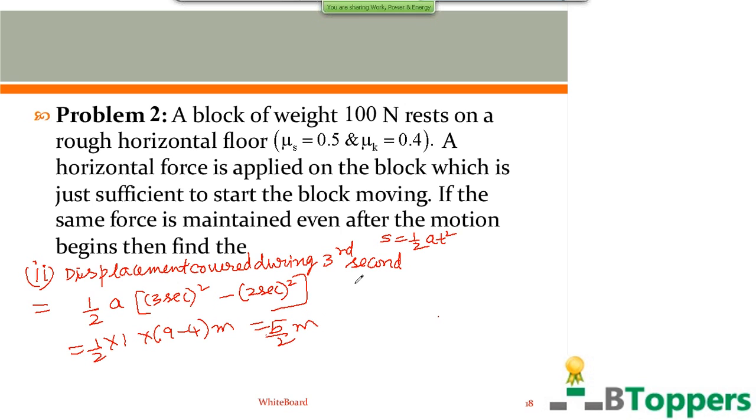We can also calculate the displacement covered during the third second by using this equation alternately. Displacement covered in nth second is numerically equal to u plus a by 2 into (2n minus 1). To find displacement covered in the third second, you can put n equal to 3. Here a is 1. So displacement covered in the third second is numerically equal to 5 by 2.